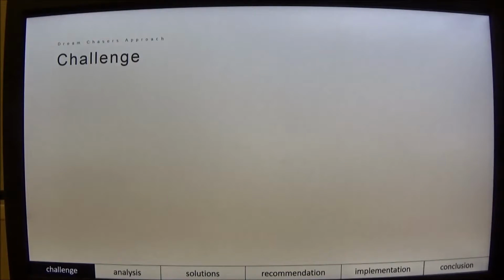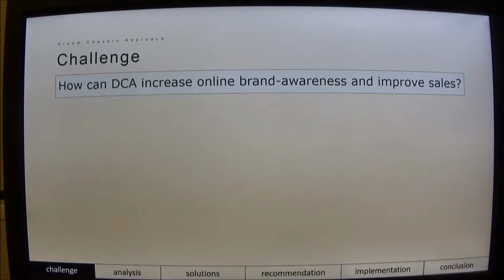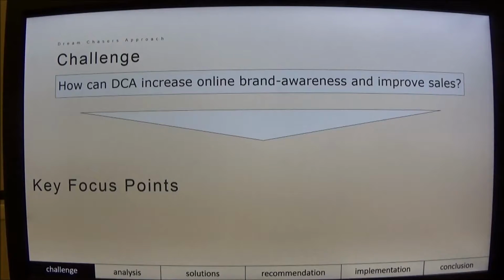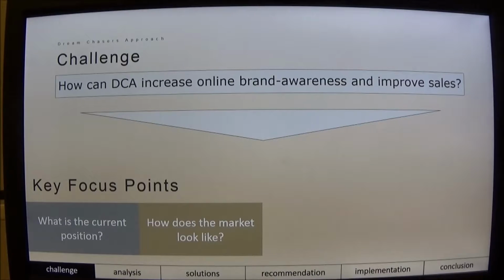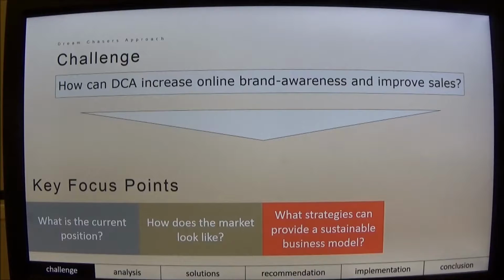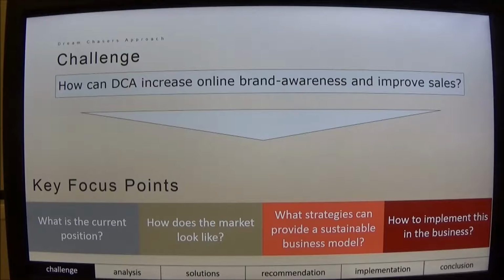So my main challenge for the company was how can DCA, so Dream Chasers Approach, increase online brand awareness and improve sales. So in order to solve this challenge, I had some key focus points, which were: establish what is the current position, what does the market look like, what strategies can provide them a sustainable business model so they can ensure profits in the future as well, and how should they implement this into the business. So it's nice to have a strategy, but it needs to be implemented as well.